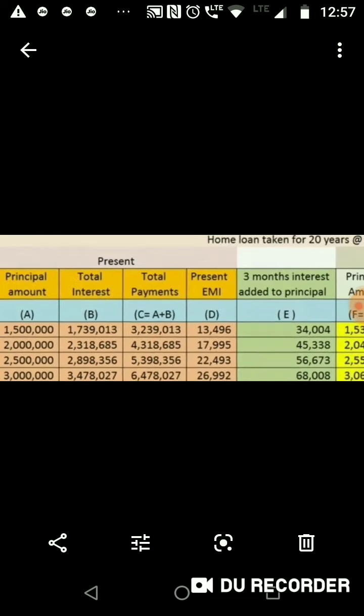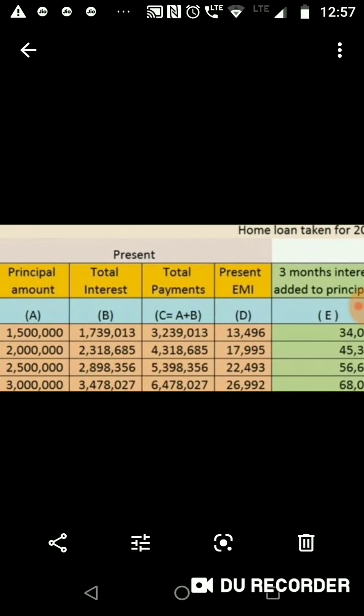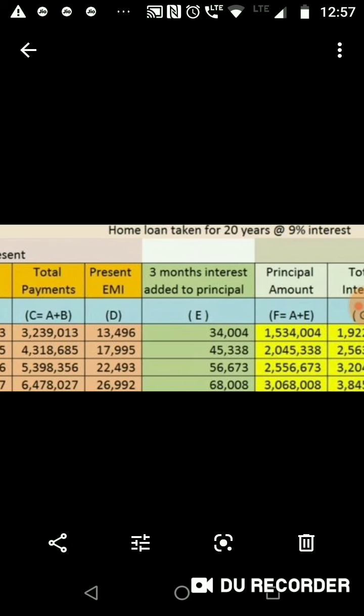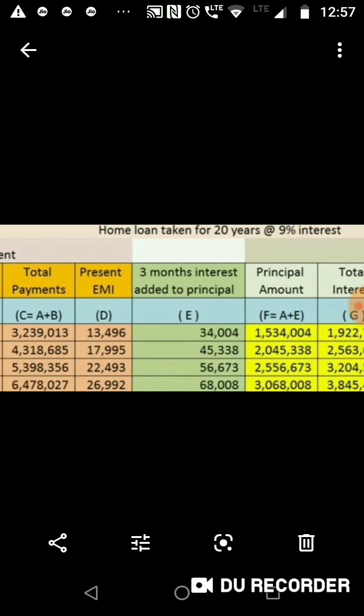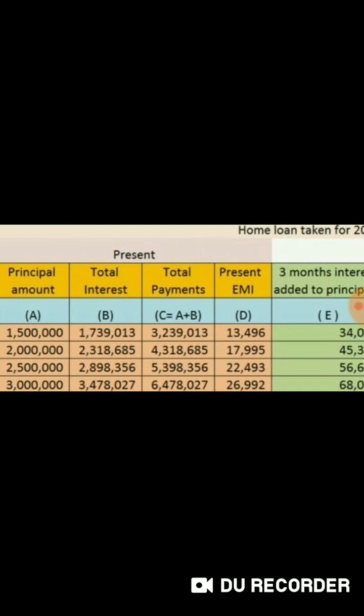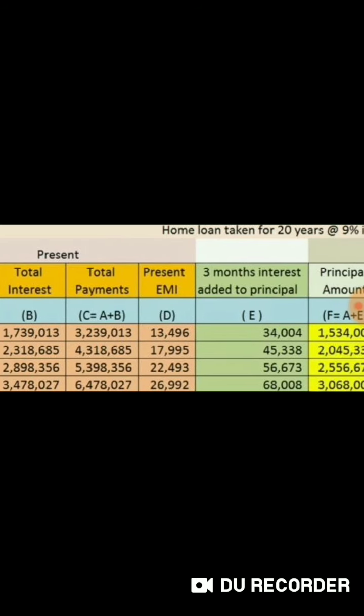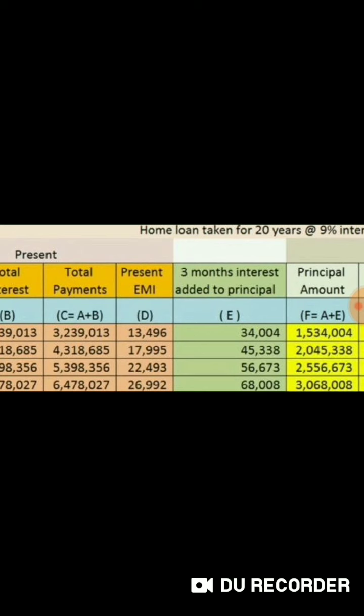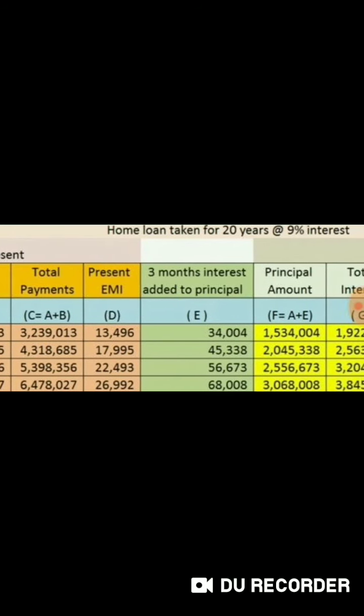Suppose your loan amount is 15 lakh, for 20 years, at 9% interest. The principal amount is 15 lakh, and the total interest you are going to pay is 17 lakh 39,000 for 20 years. The total payment is 32 lakh 39,000, and the present EMI is 13,496. So how will it change if you utilize this moratorium benefit?